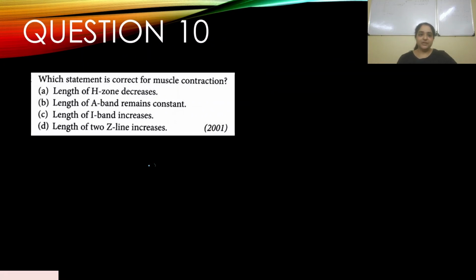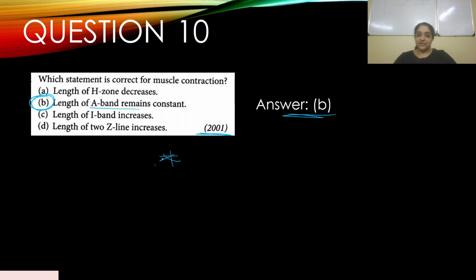Question number 10. Which statement is correct for muscle contraction? This appeared in 2001. A. Length of H zone decreases. B. Length of A band remains constant. C. Length of I band increases. D. Length of Z line increases. So clearly, during muscle contraction, we already discussed this. Length of A band remains the same. So the answer is B.